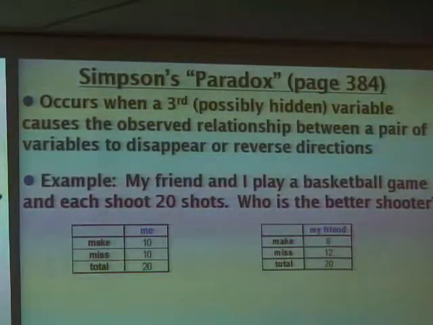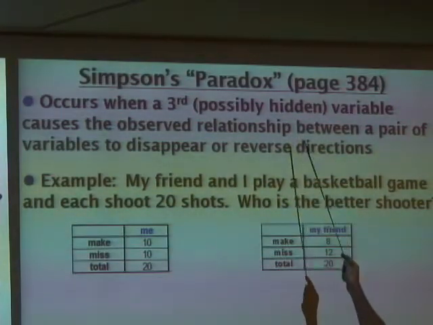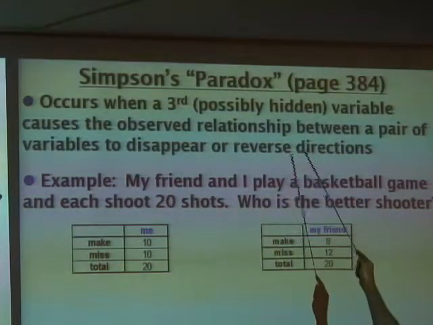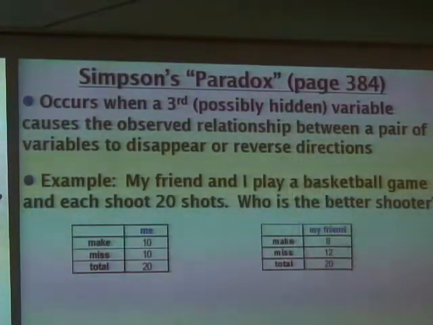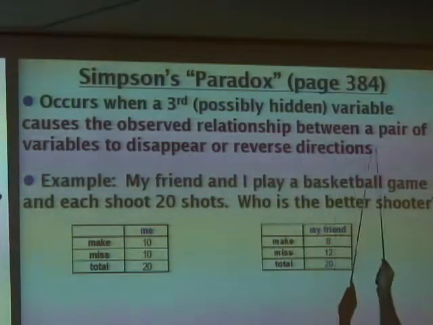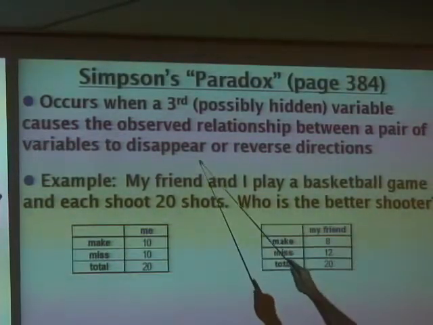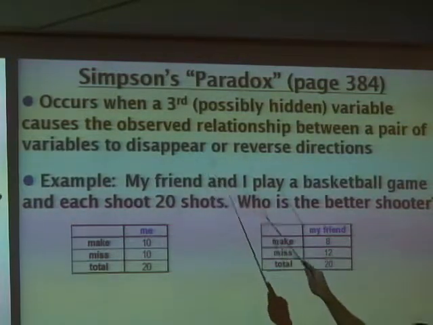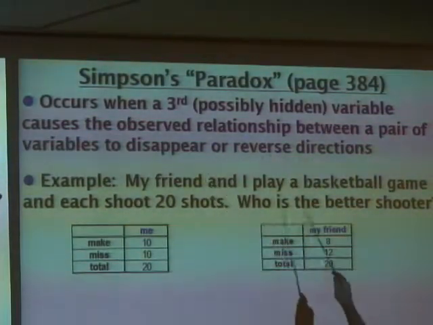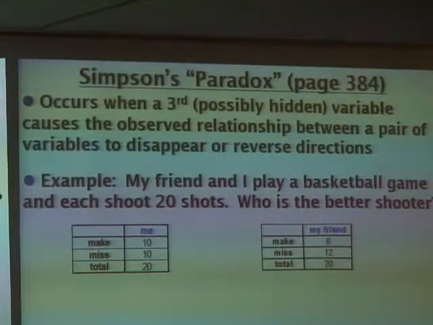So it occurs when there's a third variable. You're looking at the relationship between two variables, but there's some third variable, possibly hidden, possibly a variable that you haven't thought about or aren't aware of, or maybe isn't even in your data, which would be really problematic. When this third variable causes the observed relationship between the two variables to disappear or reverse direction, or even just weaken, generally the paradox is when it disappears or reverses.